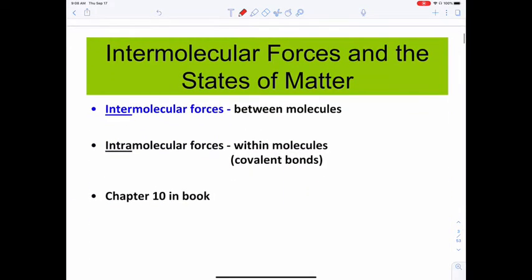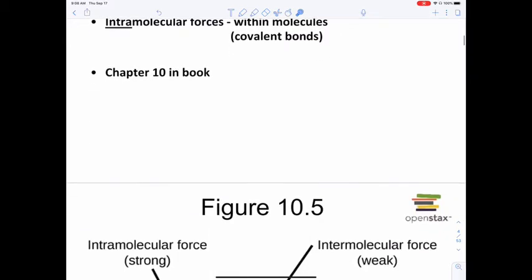And so intermolecular forces are the forces between molecules, so between the water molecules, as opposed to within the molecule, where we have covalent bonds, and those are called intramolecular forces. And so chapter 10 goes into this in your book. And so what we're interested in now is looking at these intermolecular forces.